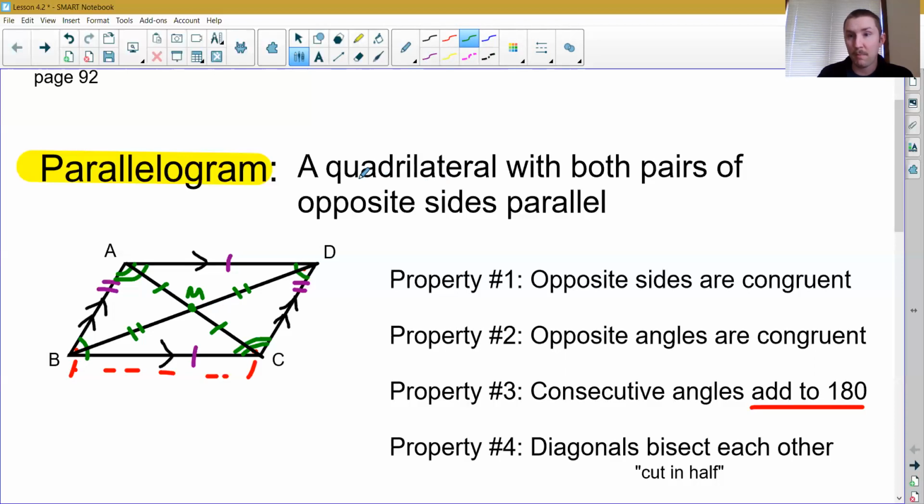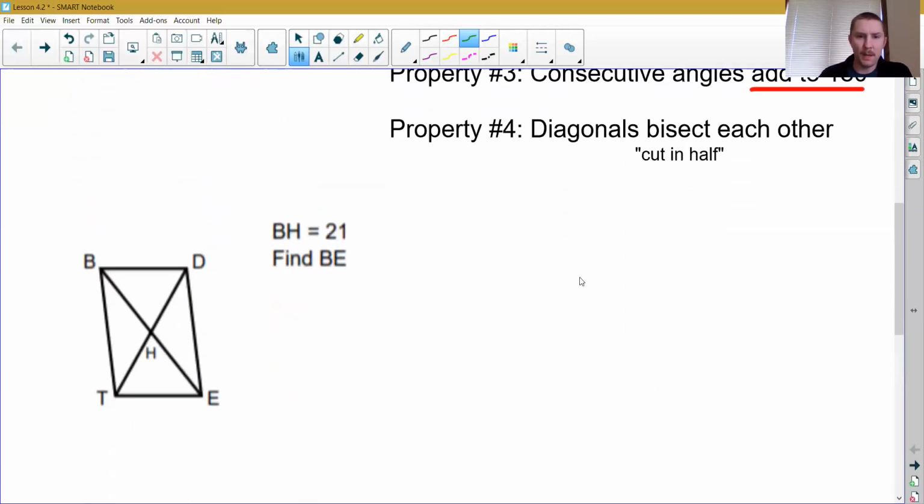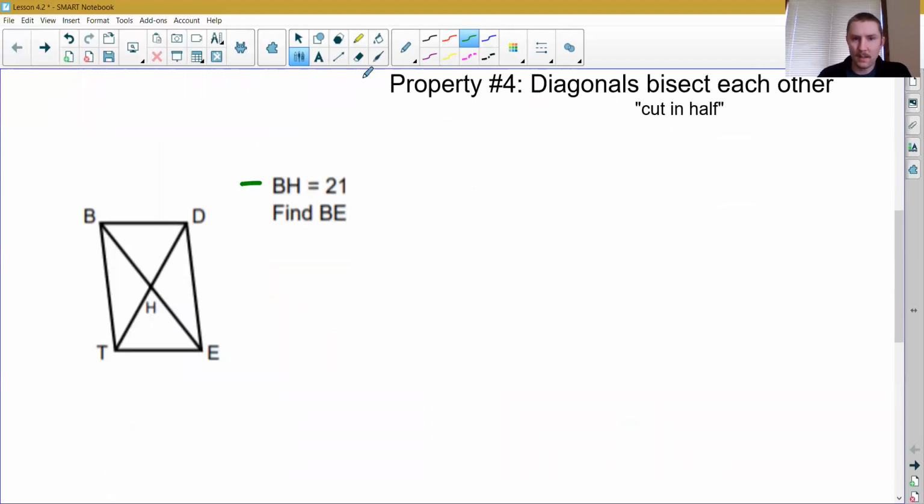Of course, we also know that they have parallel sides because that's the definition of what it means to be a parallelogram. So all of this information put together is going to help us to find missing pieces of information in a parallelogram, okay? So, for example, if I had this picture and I knew this information right here, that the distance from B to H, so this distance right here was 21 units, you know, whatever it is, 21 feet or meters or miles or whatever. And they're asking me to find the length of BE. BE is from this corner all the way across to this corner, right? So B all the way across to E, that's the entire diagonal.